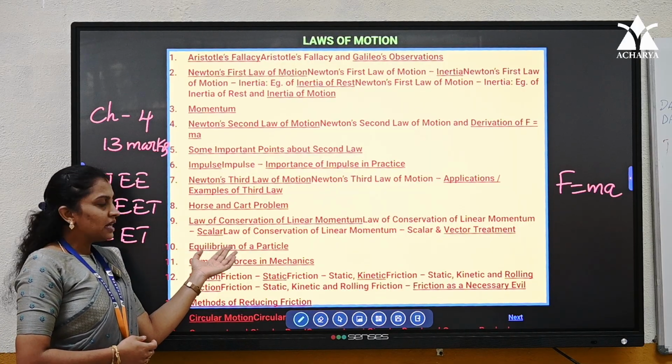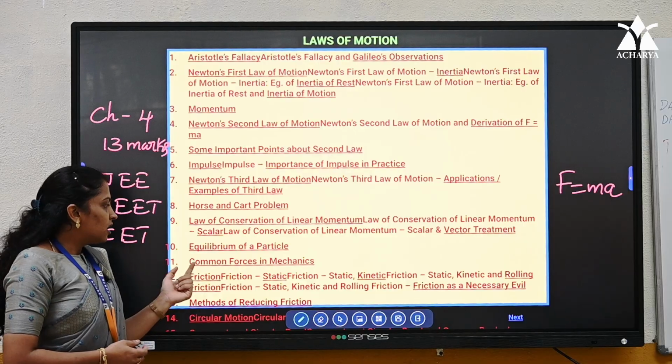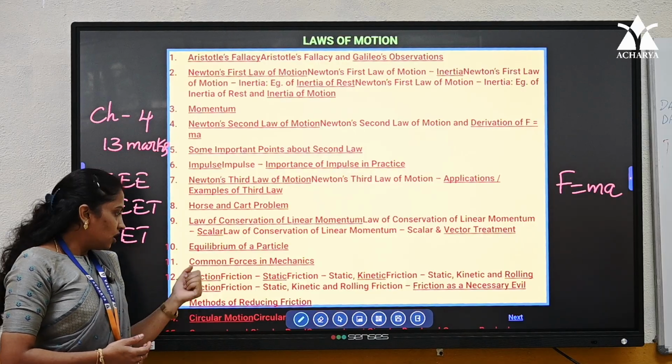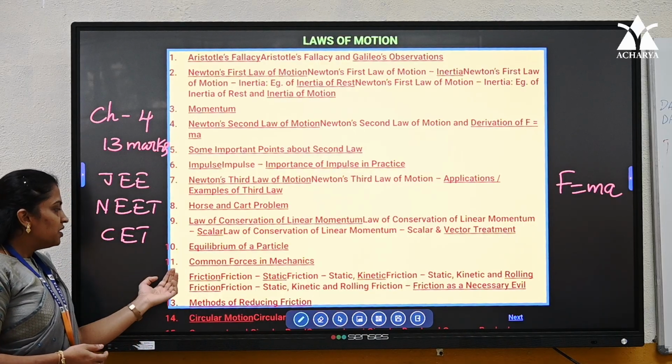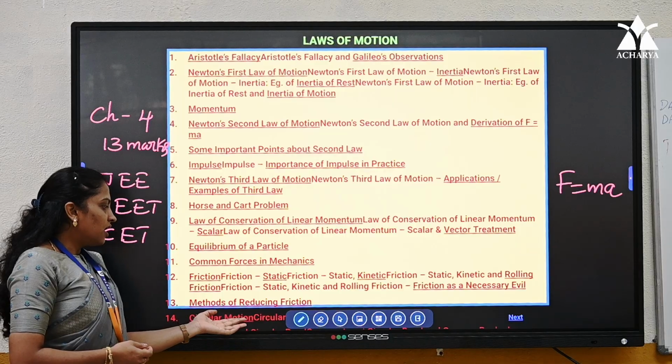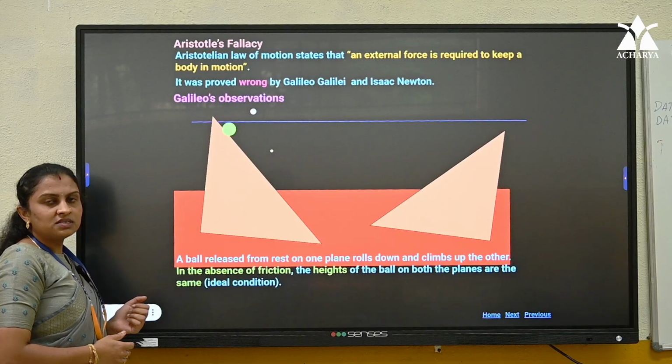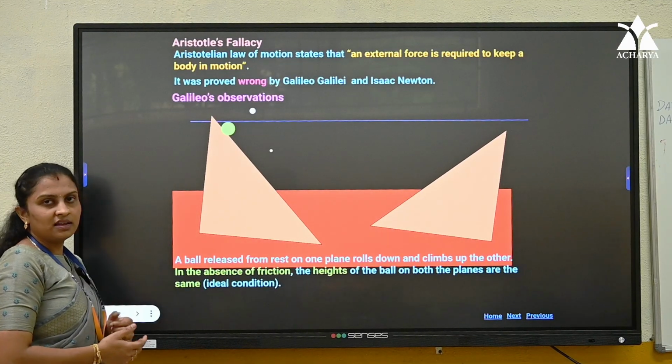And the next topic is equilibrium of a particle, common forces in mechanics. The last topic from this chapter is friction and circular motion. So our first topic is Aristotle fallacy.